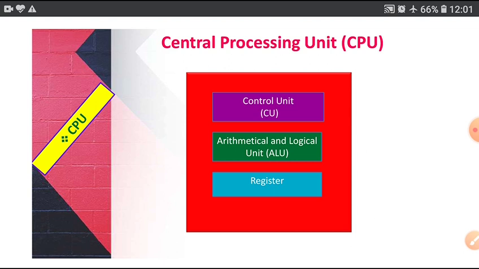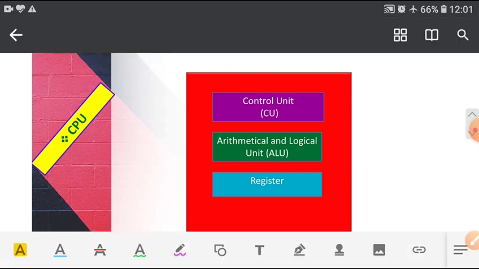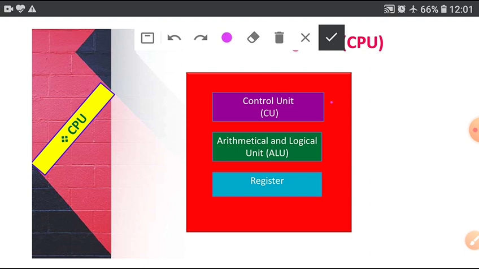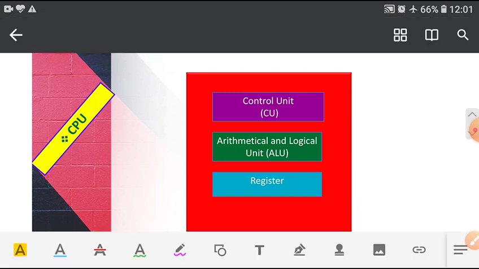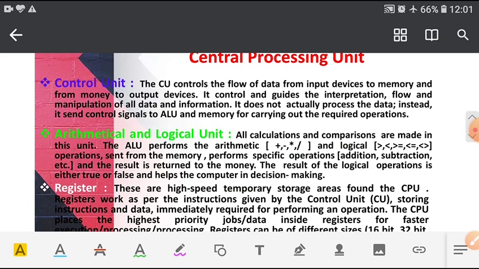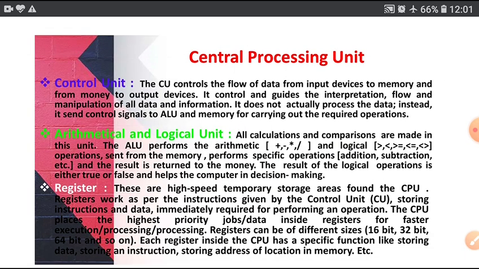There are three main components of CPU: control unit, arithmetical and logical unit, and register. Control unit CU, arithmetical and logical unit ALU, and this is the memory unit called register. Control unit.